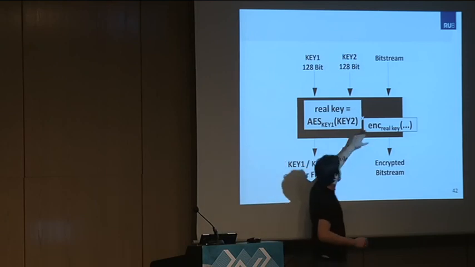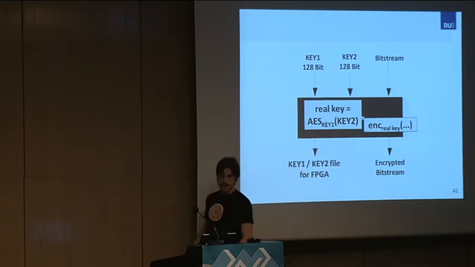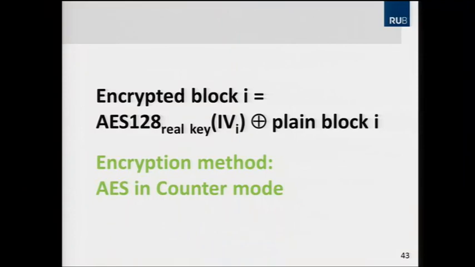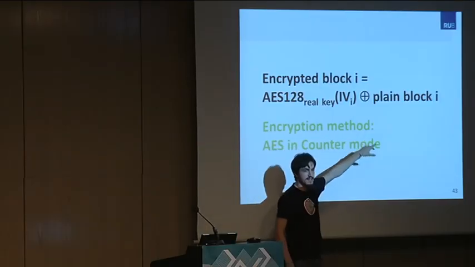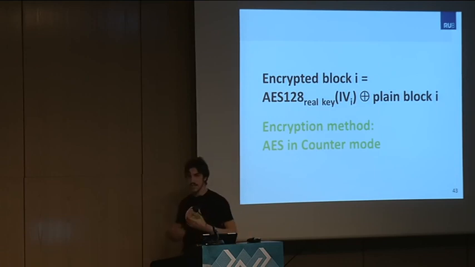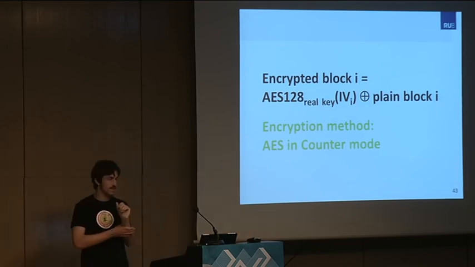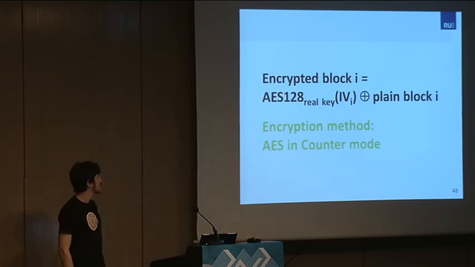Having done this, we looked at how the encryption is performed, so how this real key is used to encrypt the bit stream here. For this, it turned out they use a simple AES in counter mode. You have some IV that is incremented for every block you want to encrypt, AES encrypted under the real key and then XORed with the plaintext block. There are some issues with that, but they're not really so severe. So this seems to be fine.